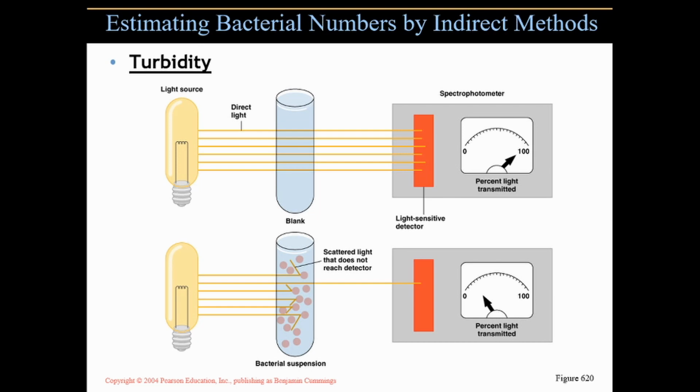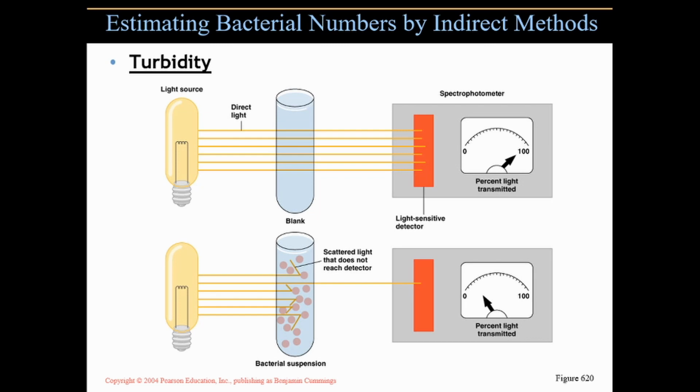To estimate the number of bacteria, this is an indirect method. You use a spectrophotometer. And so what the top part of the picture shows is you have to put a blank in. So you have a test tube with sterile distilled water. You put that in, and then that sets the standard. And then you take your sample in a test tube and determine how much light can penetrate it. Scattered light that does not reach the detector gets bounced around. Some light gets transmitted.